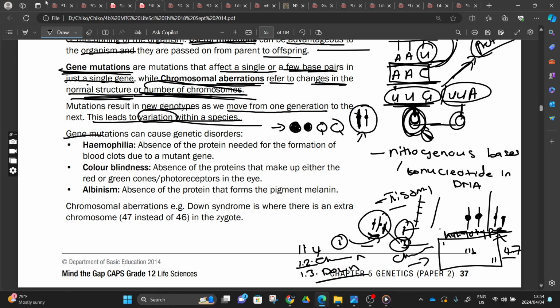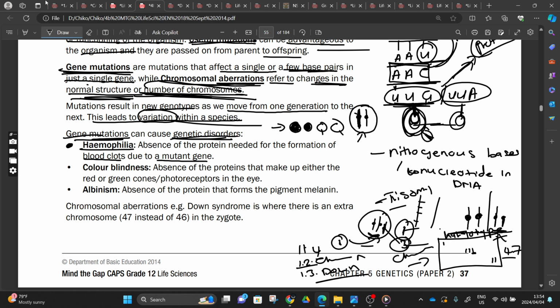From there, we'll say gene mutations can cause genetic disorders. We talked about this. There's a difference between disorders and diseases. Go and find out about this. And then for gene mutation, we have hemophilia. We talked about this: the absence of protein needed for the formation of blood clots due to a mutant gene.